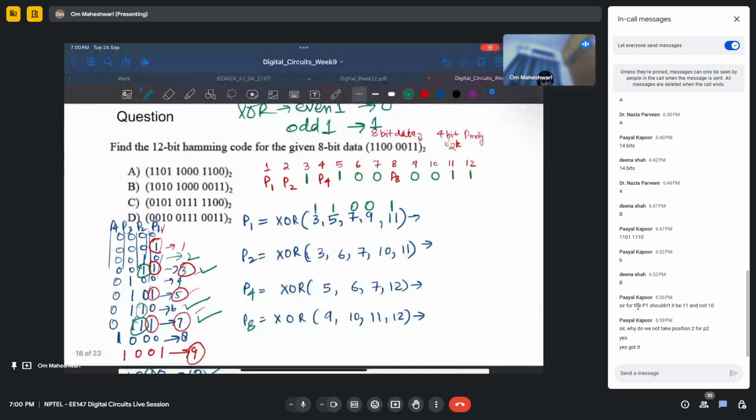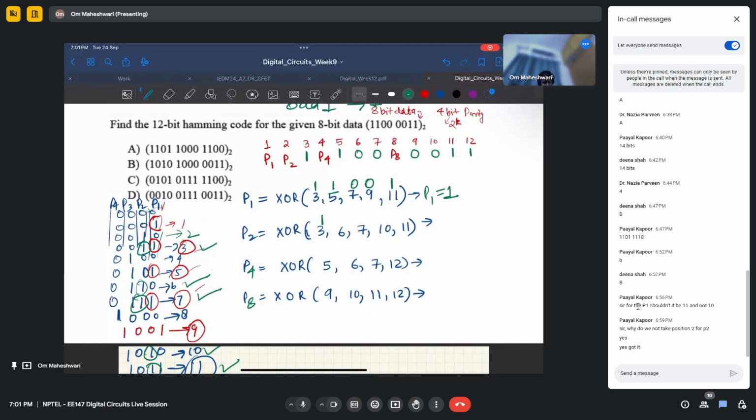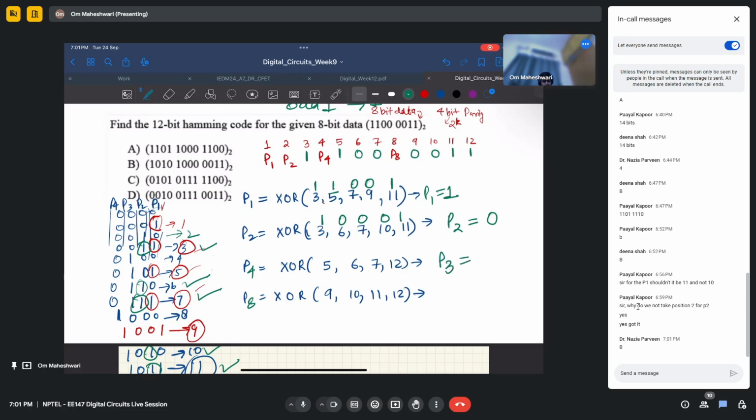So here it is an odd number of 1s, so P1 will be 1. For P2, it is 3, 3 is again 1, 6 is 0, 7 is 0, 10 is 0, 11 is 1. So 2 ones, that is even, so P2 will be 0. For P3, it is 5, 5 is 1, 6 is 0, 7 is 0, 12 is 1. Again 2 ones, so it will be 0, even.